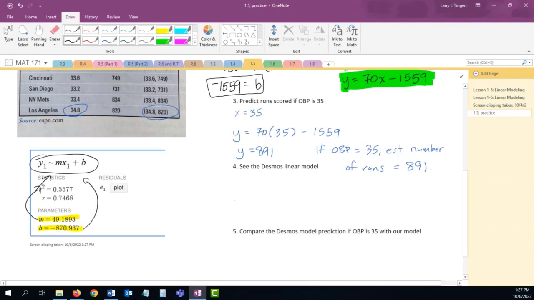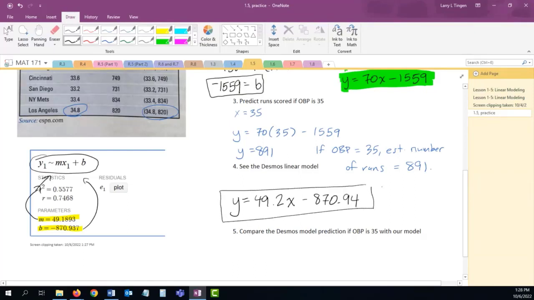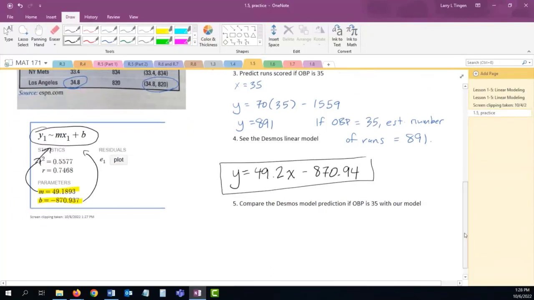And I'm going to find my Desmos model says that the linear model should be y is equal to 49.2x plus negative 870, which is minus 870.94. Okay. Yes, we will go on to higher order problems in Desmos.